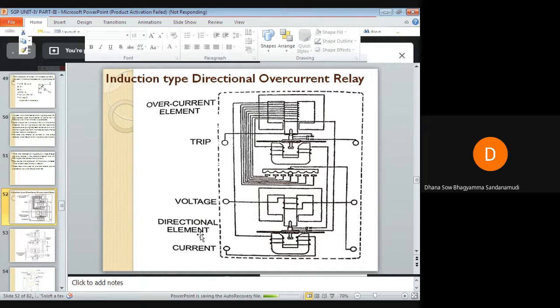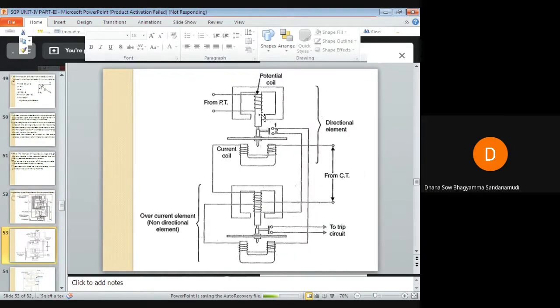If you see one more image I am showing you, this is the directional element in this circuit, and this is the overcurrent element. If you observe carefully, in the directional element there is an E-shaped upper electromagnet and a U-shaped lower electromagnet. Similarly, in the overcurrent element also, there is an E-shaped upper electromagnet and a U-shaped lower electromagnet. Both the directional element and the overcurrent element have their own aluminum discs, and both have moving contacts.